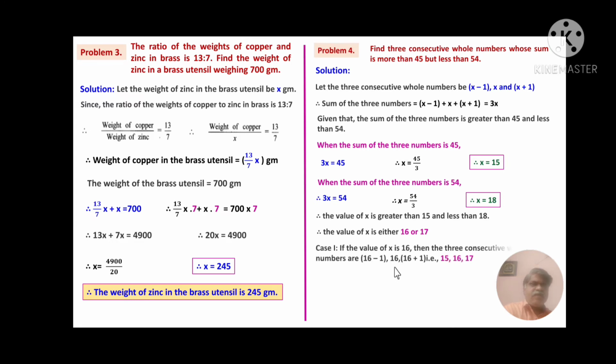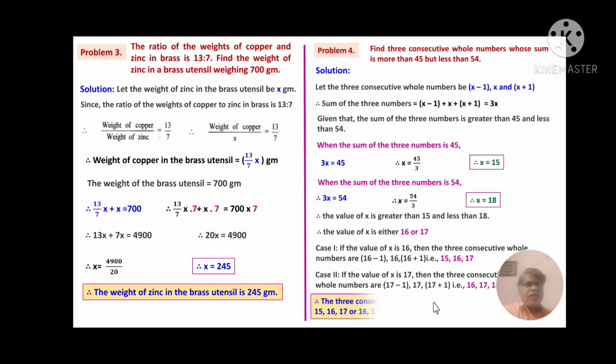So, if the value of x is 16, then the three consecutive whole numbers are 16 minus 1, 16 and 16 plus 1, that is 15, 16 and 17. Case 2: if the value of x is 17, then the three consecutive numbers will be 17 minus 1, 17, 17 plus 1, that is 16, 17 and 18. Therefore, the three consecutive whole numbers are 15, 16, 17 or 16, 17 and 18.